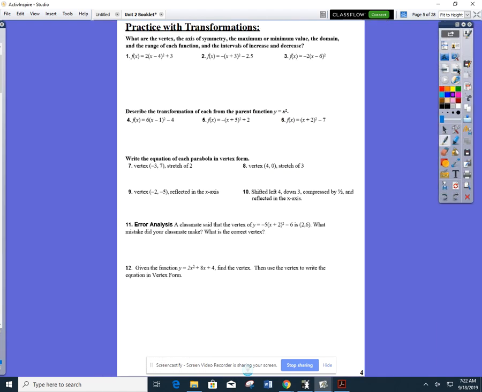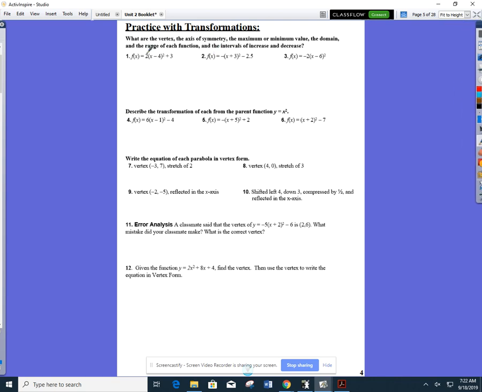Okay, so on your homework, there's enough room for you to do this work right in your book. You do have to write small on the first 3 because look at everything you're asked to find. The vertex, the axis of symmetry, the max or min, the domain, and the range, and the intervals of increase and decrease of each of those functions. So just write small. The rest won't take up as much room. So that's it for today.